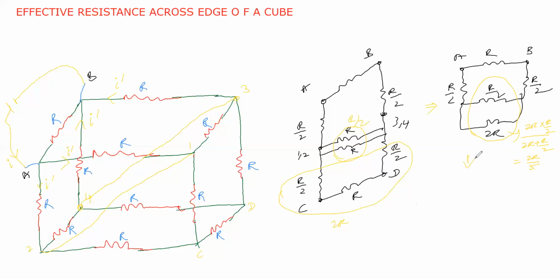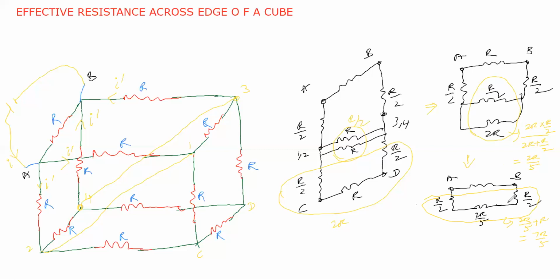Again by simplifying, rearranging and drawing this diagram, we get this point A, this point B. Now here R by 2 is there, and together 2R by 5 and this R by 2. Now see, these three resistors are in series: this R by 2, this R by 2, and this 2R by 5. So 2R by 5 plus R, that is R by 2, 2R by 5, R by 2 in series. So the answer for this is 7R by 5.